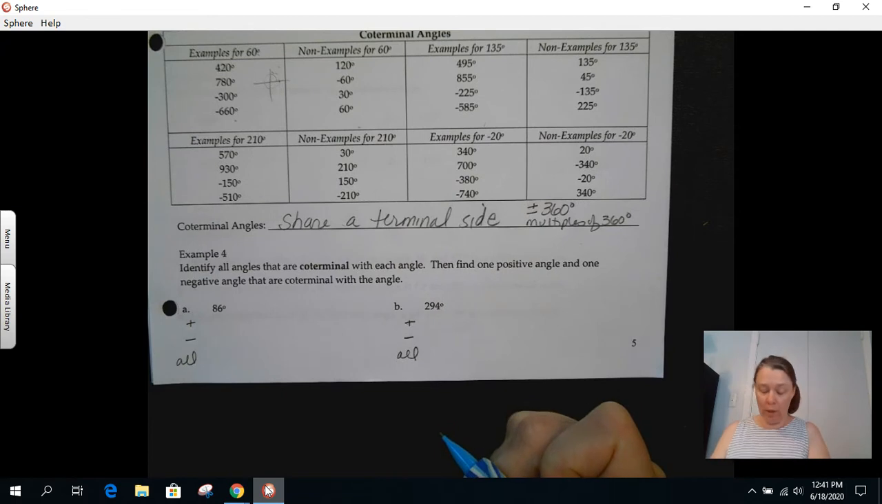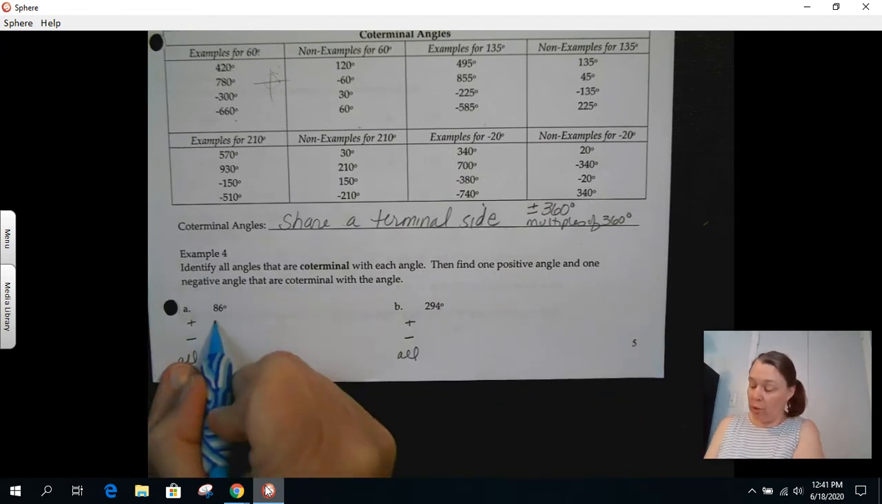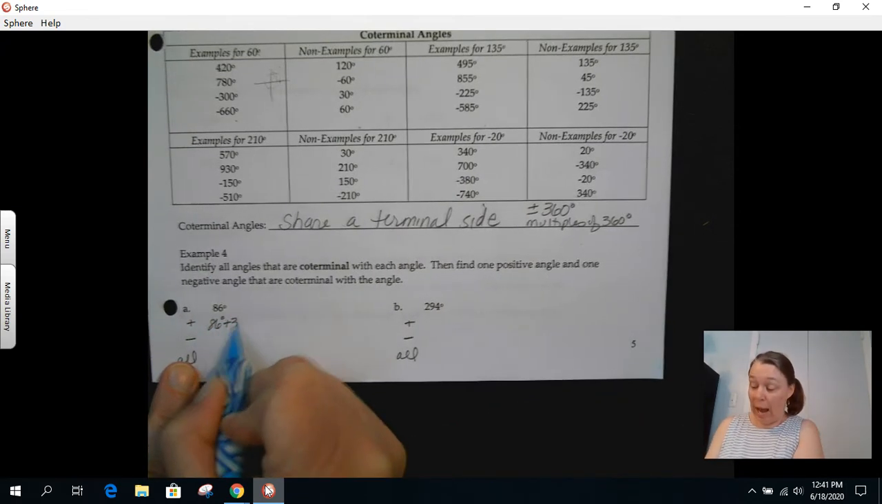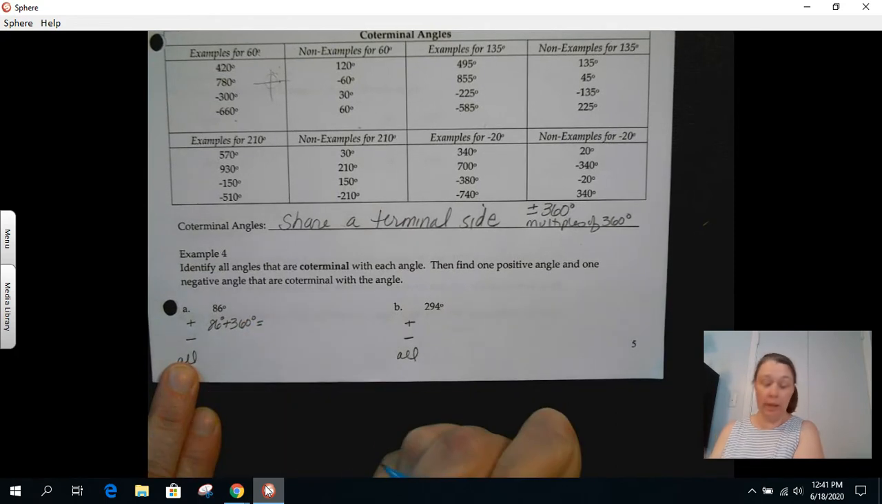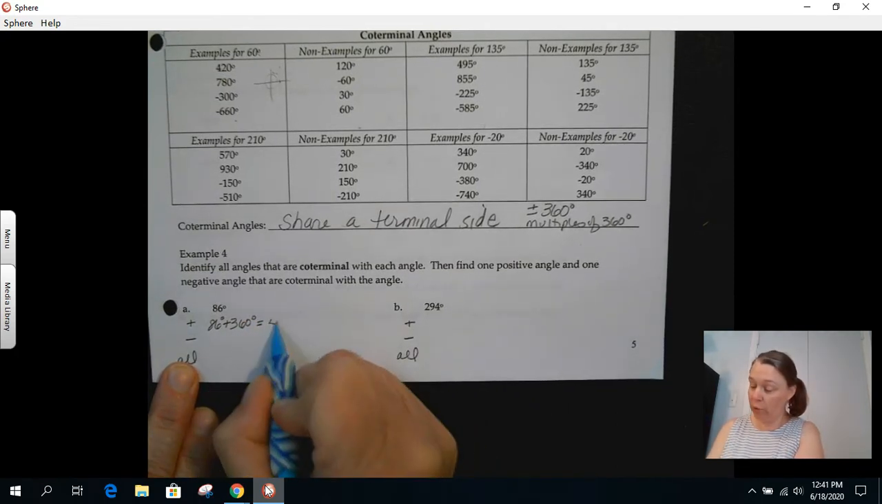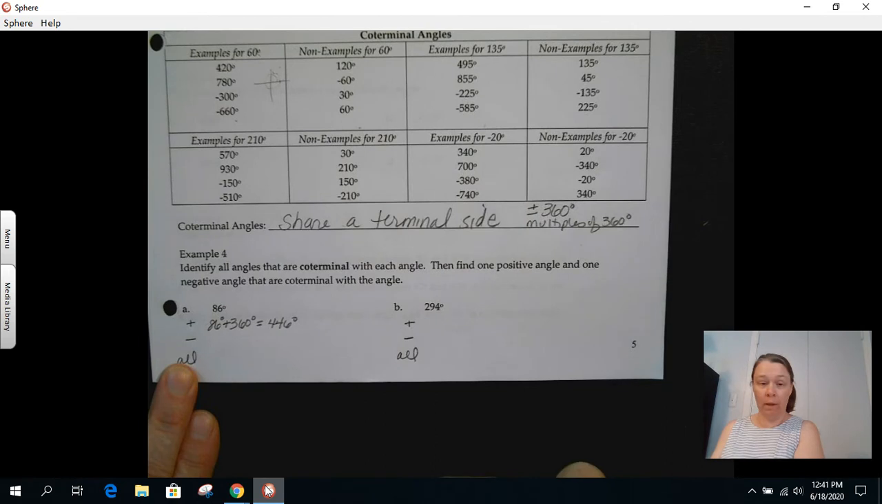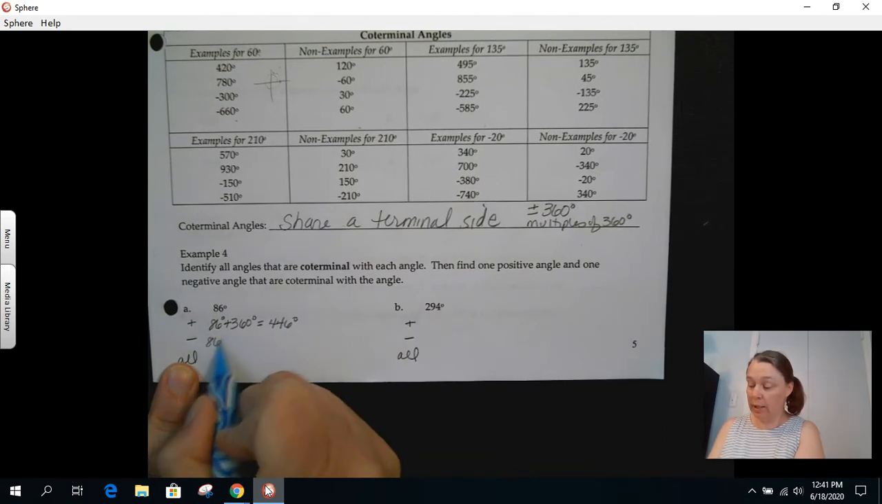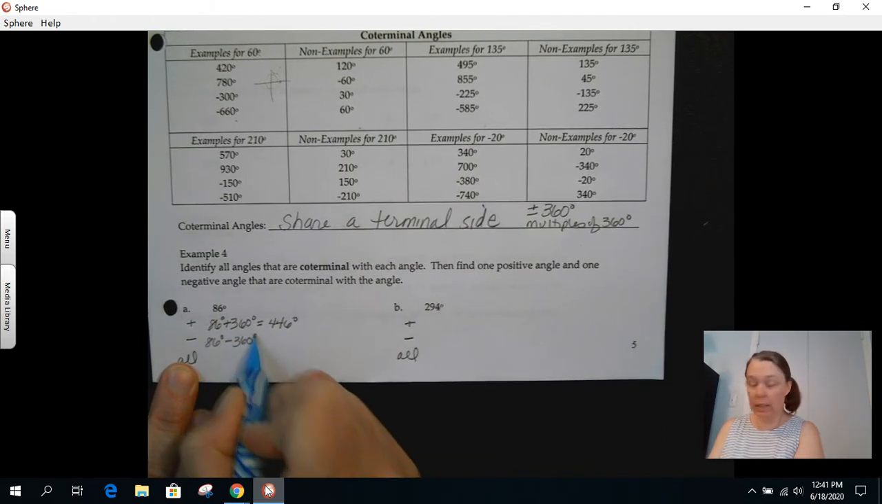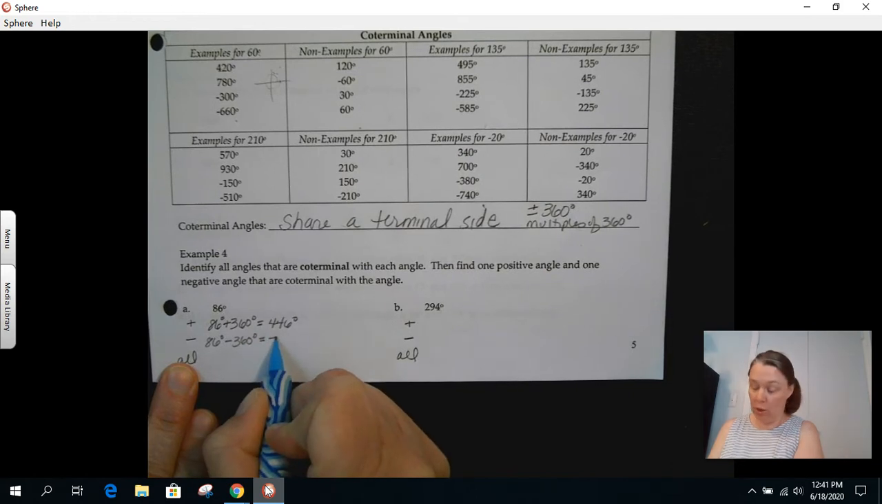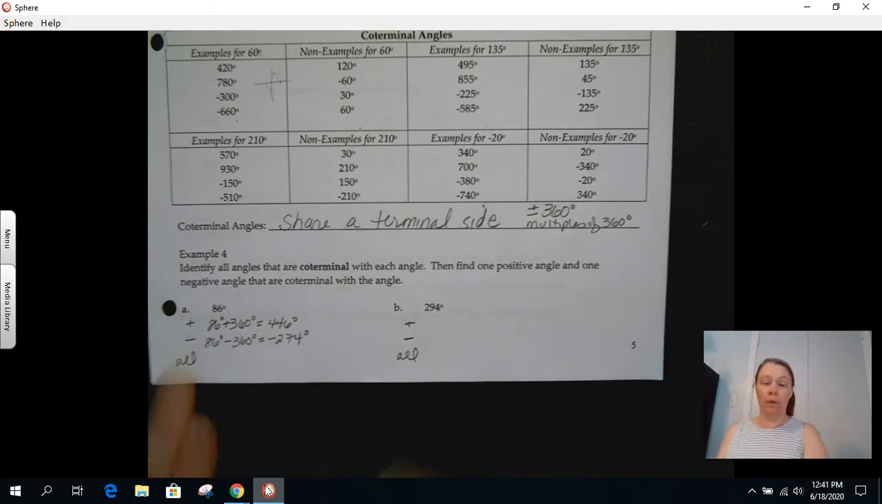Okay, so one thing I could do is I could take the 86 degrees and I could add 360 degrees, and that would give me something positive, so 446 degrees. Okay. I could take the 86, the start, and I could subtract 360 and get negative 274. These aren't the only ones, right? Because I could keep adding multiples of 360.